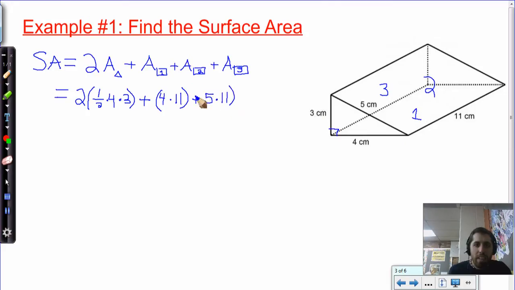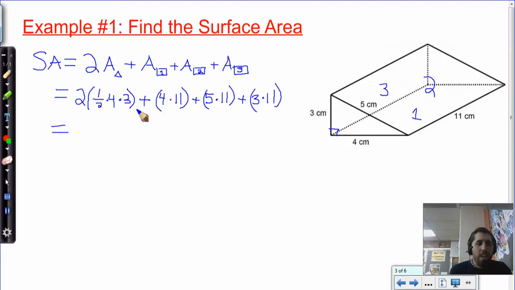And then finally, the last one has a height of 3 centimeters. So this 3 centimeters gets extended 11 centimeters. 3 times 11. So this is working out pretty nicely so far.